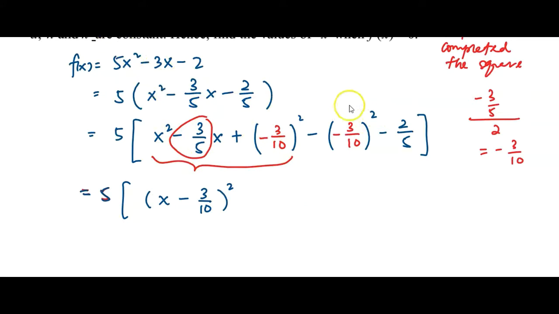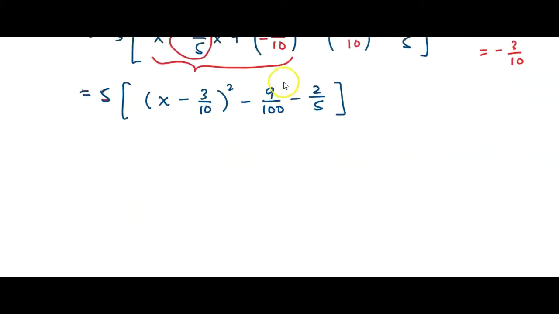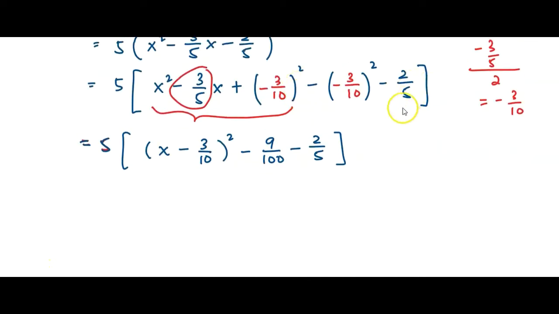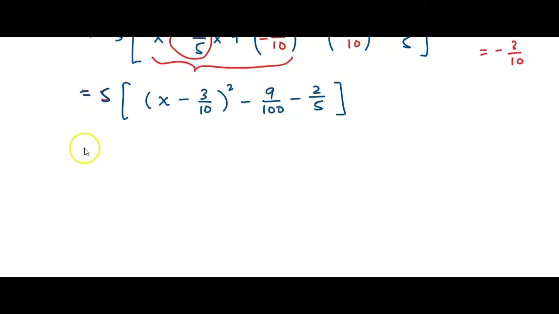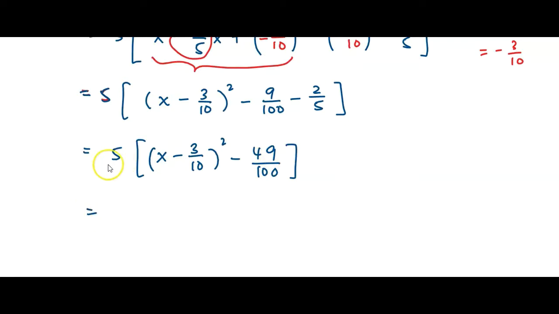After that, simplify the constant. Square of negative 3 over 10, I got 9 over 100. So now we can simplify the constant. We have a negative 49 over 100. Then you multiply 5 in, so now you have completed your completing the square. Multiply the 5 inside, you have 5 multiplied by x minus 3 over 10 square, and then minus 49 over 20.